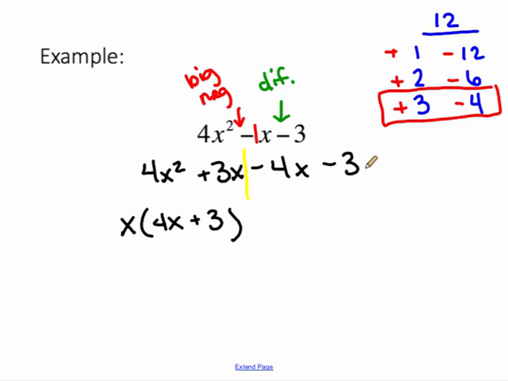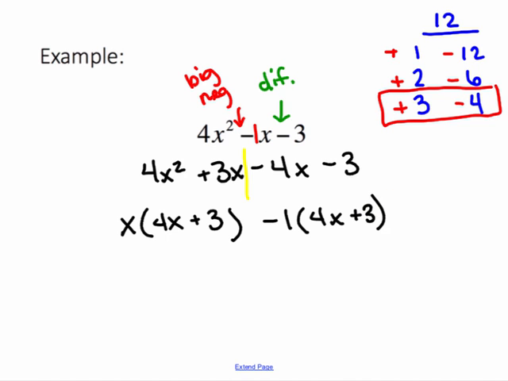GCF of the second two. As a note, anytime you have a minus right here, you're going to be factoring out a negative number. So in this one, our GCF is going to be negative 1. And when we factor out that negative 1, negative 4x divided by negative 1 is 4x. Negative 3 divided by negative 1 is positive 3.